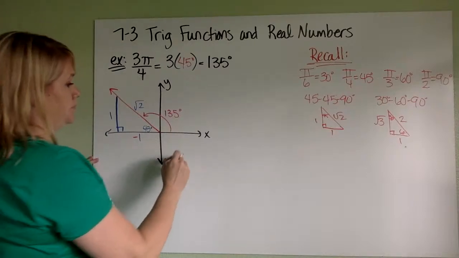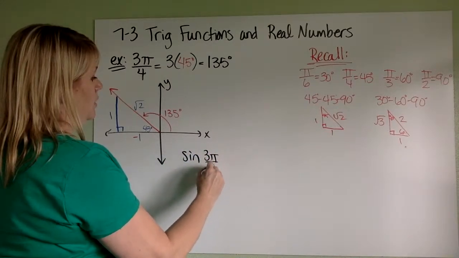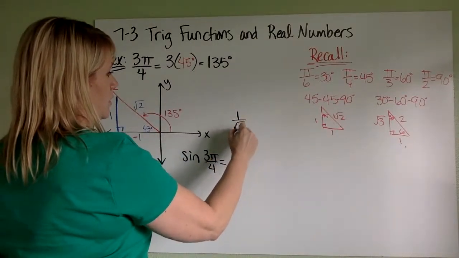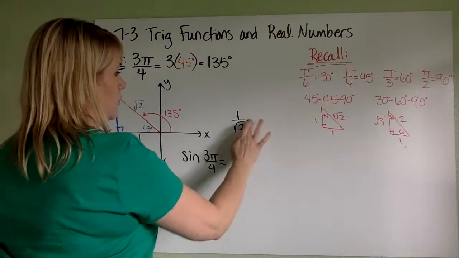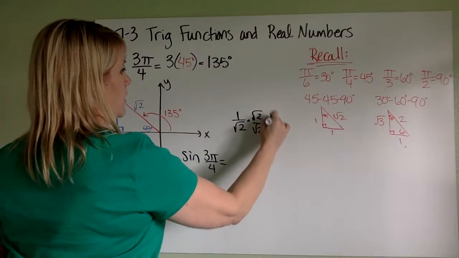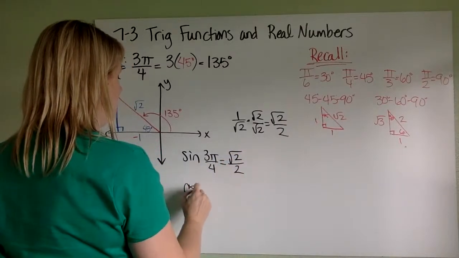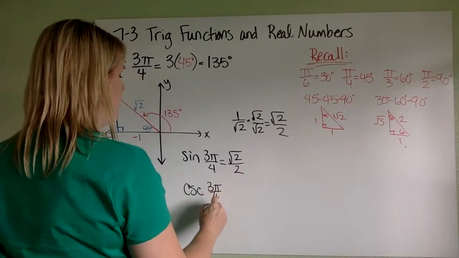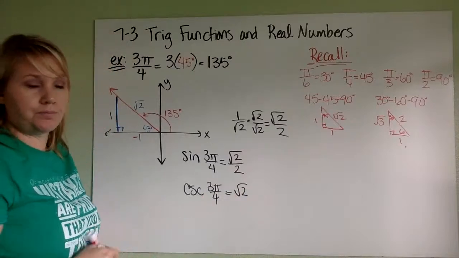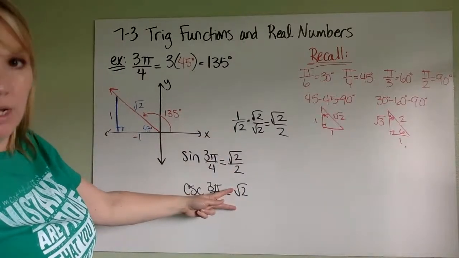So the sine of 3 pi over 4 is 1 over the square root of 2, which again, we will rationalize that denominator, making it the square root of 2 over 2. And if I'm doing the reciprocal, I don't have to rationalize the denominator because it would just be a square root of 2 over 1, right? If I reciprocated 1 over the square root of 2, it becomes square root of 2 over 1, right?